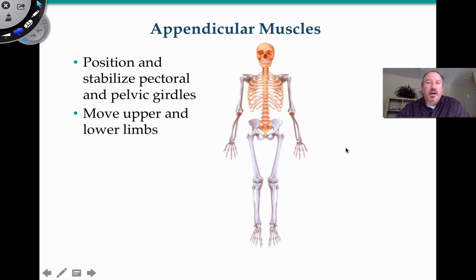And if you're unfamiliar with that, the appendicular skeleton is everything but the axial skeleton, which is the skull and vertebral column and ribs. So, what we're talking about is the muscles that are attached to the limbs, both in the arms and forearms and hands, and we're talking about pelvic muscles, and we're talking about legs. These are the muscles that are basically stabilizing the pectoral girdle and pelvic girdle, and helping us to move our arms and legs.